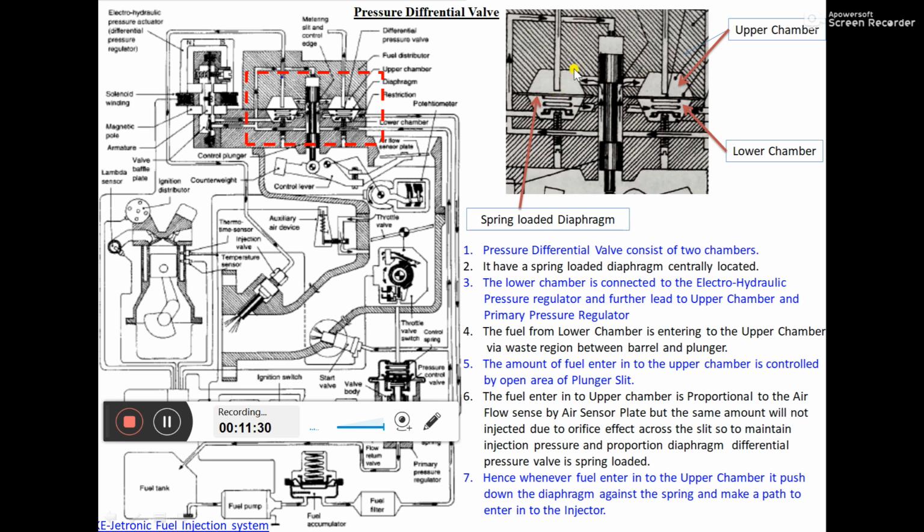Now we'll come to the working of this KE type pressure differential valve. Whenever fuel enters the lower chamber, it travels in this direction and enters the upper chamber, and it also pushes this diaphragm in the upward direction. Okay, whatever fuel is coming from this line into the lower chamber pushes this diaphragm upward, in order to reduce the gap between this line and this diaphragm in the upper chamber.